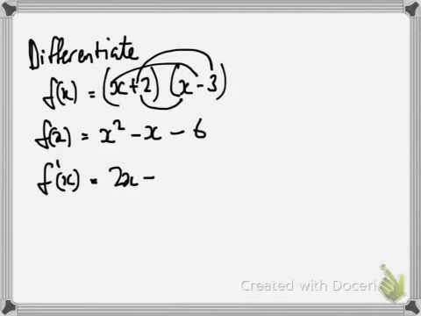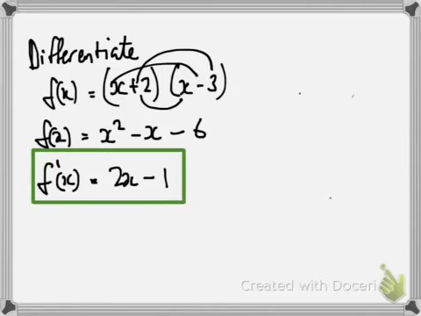Okay, the derivative of 7x is 7. Derivative of 5x is 5. The derivative of negative 3x is negative 3. So the derivative of negative x, or negative 1x, here is negative 1. And the derivative of a constant, negative 6, is 0. So we've got our derivative there, it's just 2x minus 1. So the method there is to remove brackets first and then get the derivative.